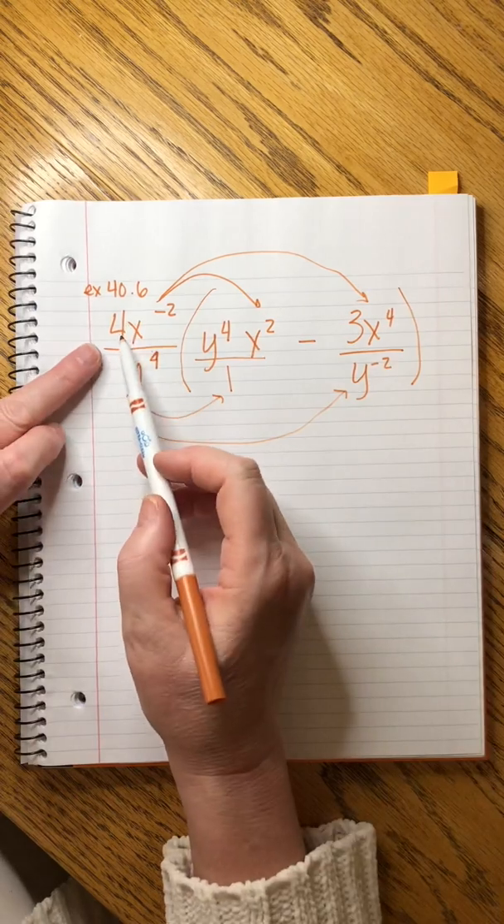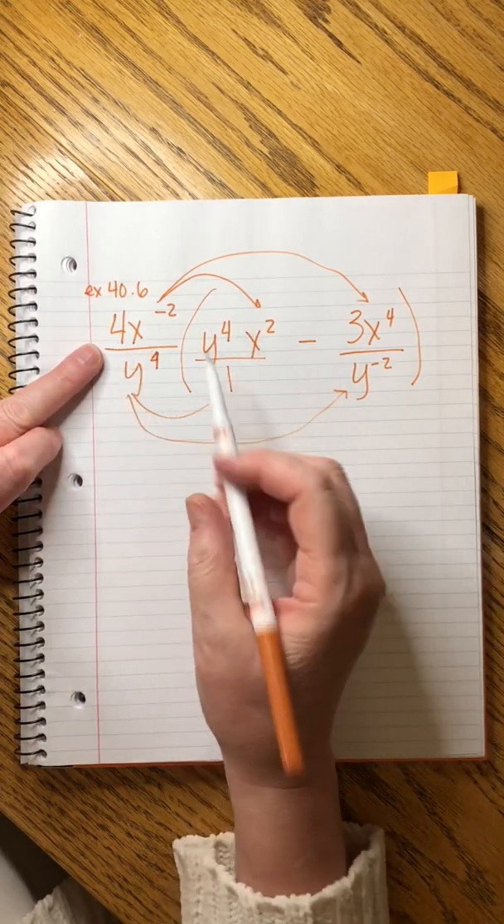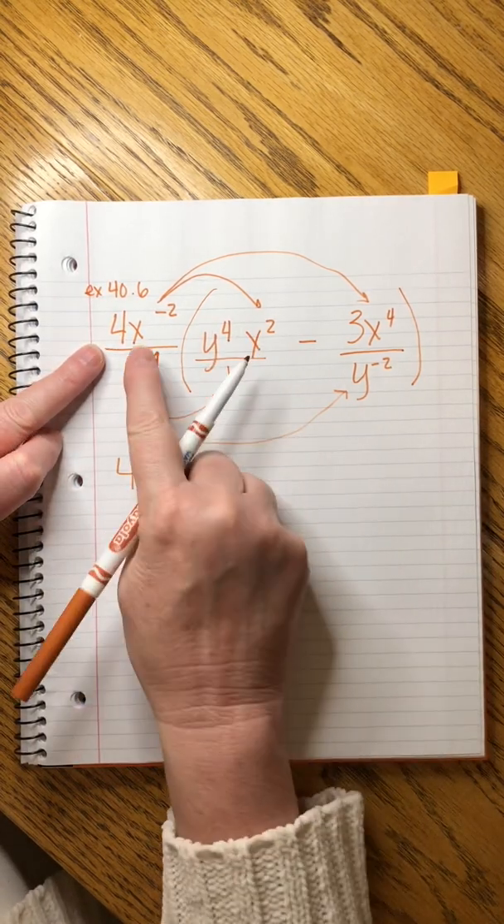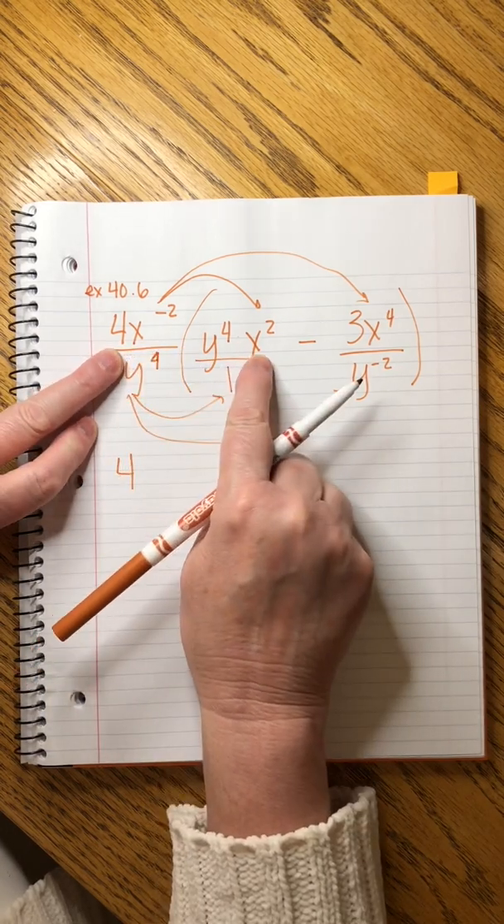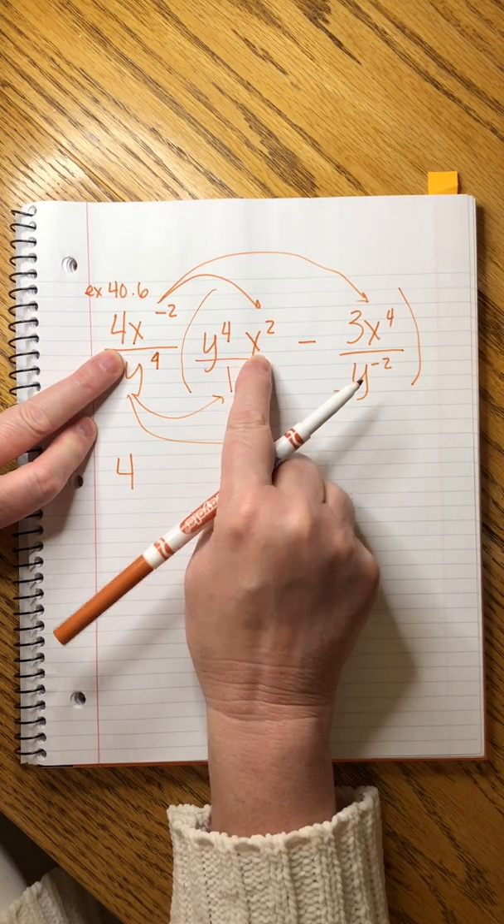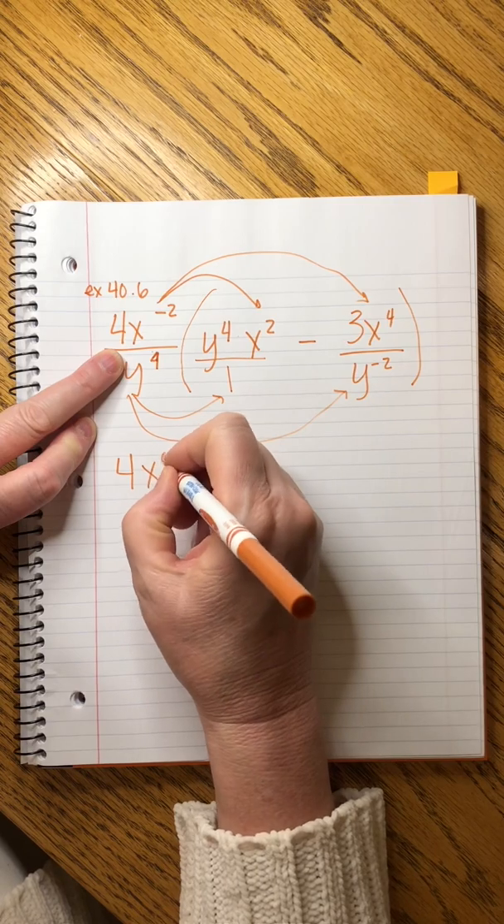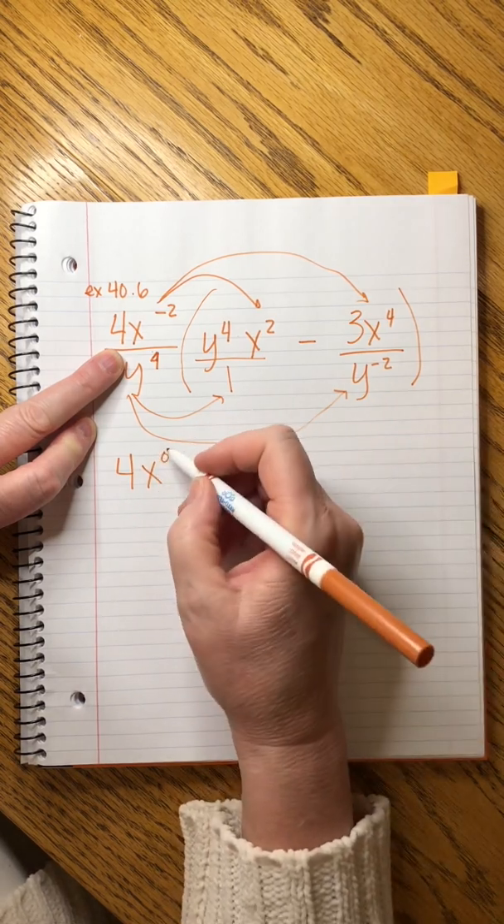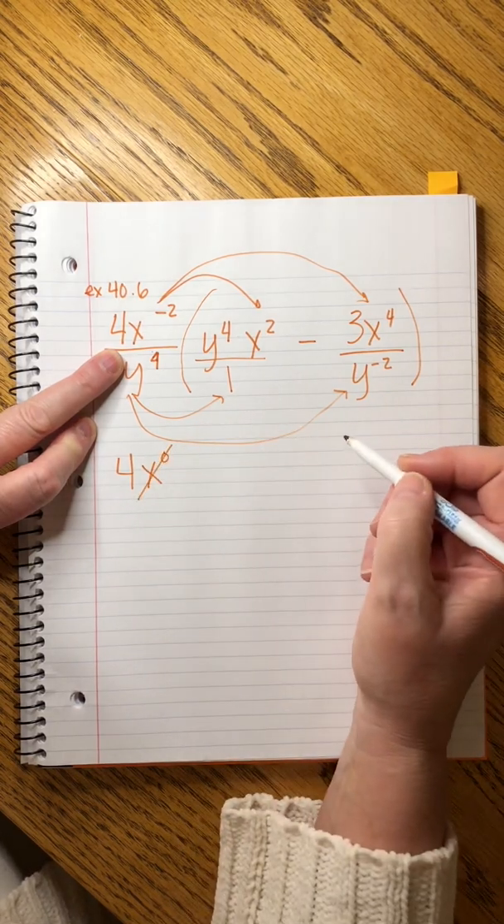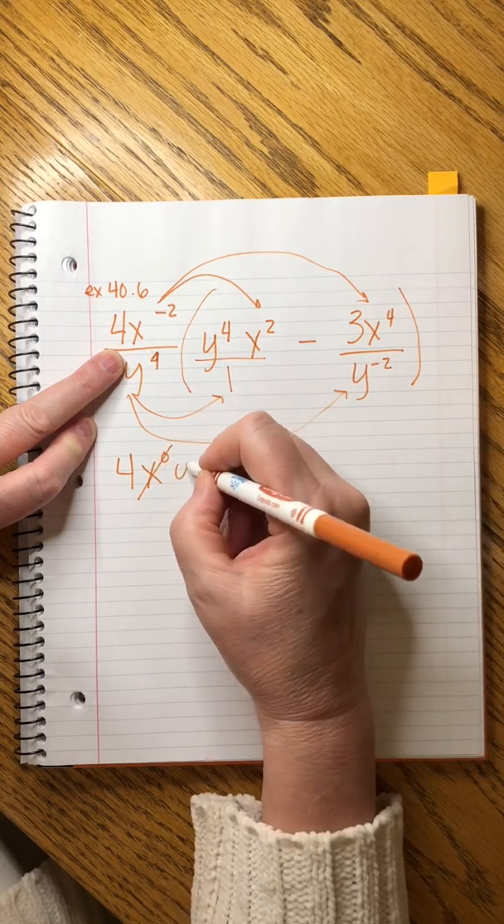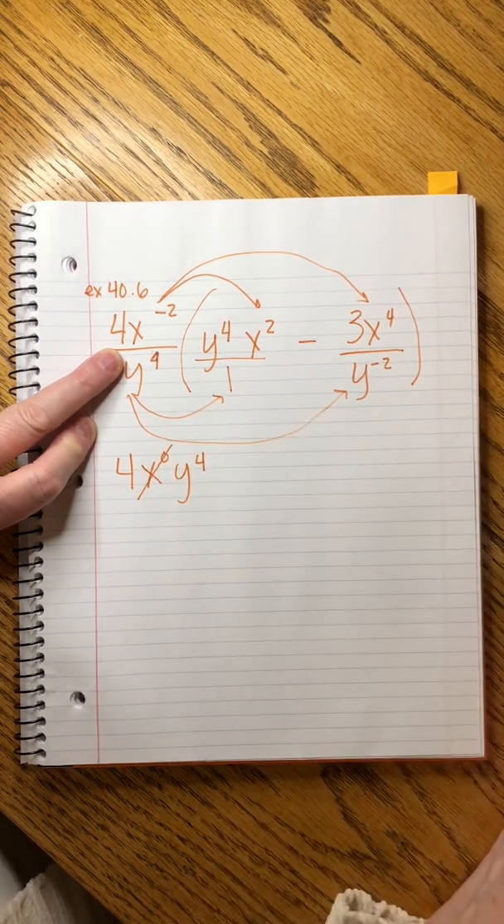All right, so I'm going to start here, and I'm going to multiply by this one. I see just the number 4. I see x to the minus 2 and x to the positive 2. That becomes x to the 0. X to the 0 equals 1, so I can just cross it off. And then y to the 4th stays the same.